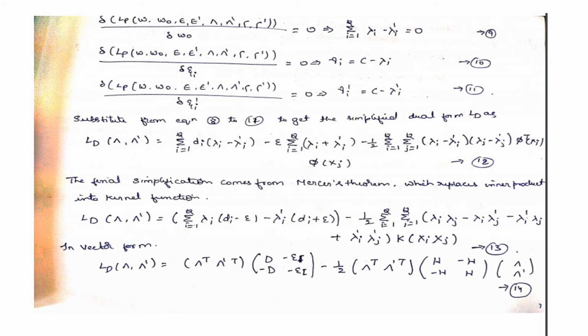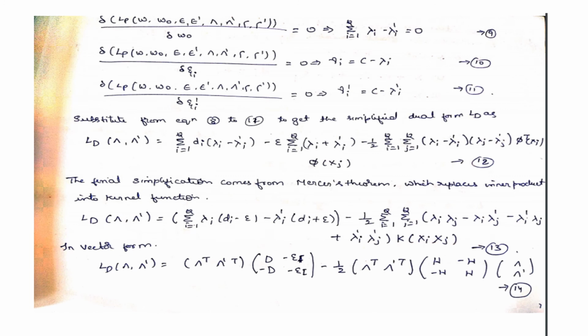So substituting all these equations into LD, we get the simplified dual form LD of gamma, gamma prime equal to summation i equal to 1 to q of di into (lambda i minus lambda i prime) minus epsilon into summation i equal to 1 to q of (lambda i plus lambda i prime) minus half summation i equal to 1 to q, j equal to 1 to q of (lambda i minus lambda i prime) into (lambda j minus lambda j prime) into phi transpose of xi and phi of xj.